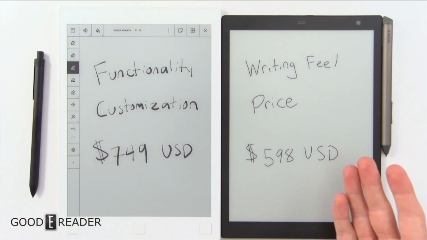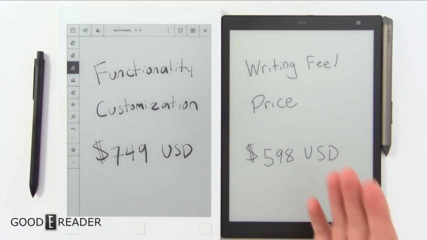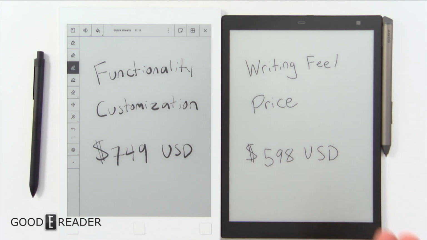But when it comes to the overall price and what's more important, the realistic writing feel, you can't beat the Sony. It's $150 less than the Remarkable, it's super lightweight, and the pen is one of the greatest on the market. I hope this really showed you guys which one does what and what is better suited for you.